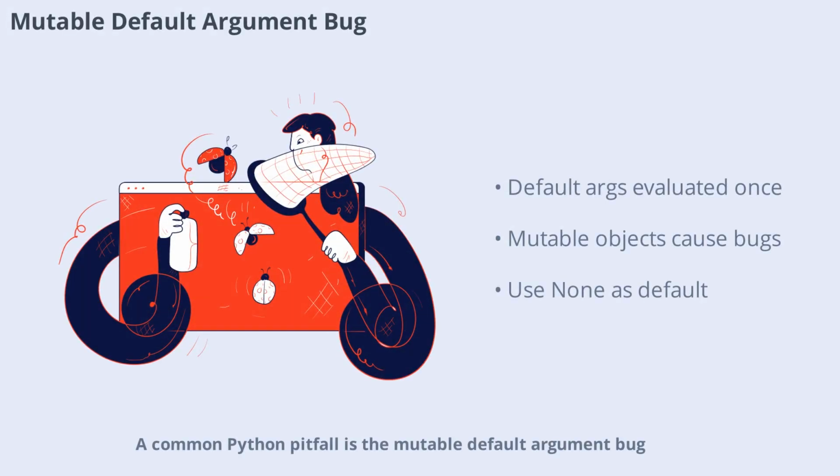Common Python pitfall is the mutable default argument bug. Default arguments are evaluated only once when the function is defined, not each time it's called. If you use a mutable object like a list as a default, all calls share the same list. This can lead to unexpected behavior, especially in AI experiments where you might be collecting metrics across runs. Always use None as the default and create a new list inside the function if needed.